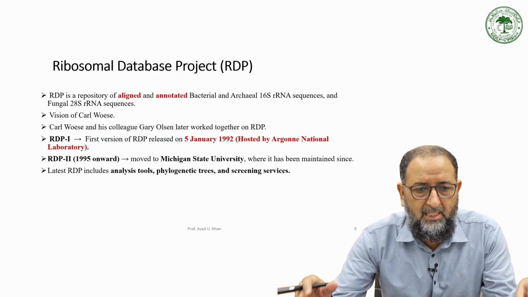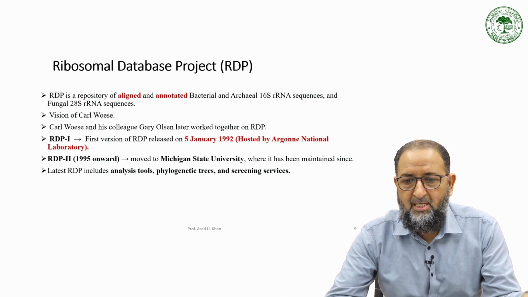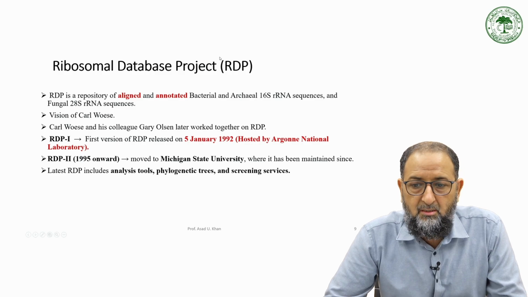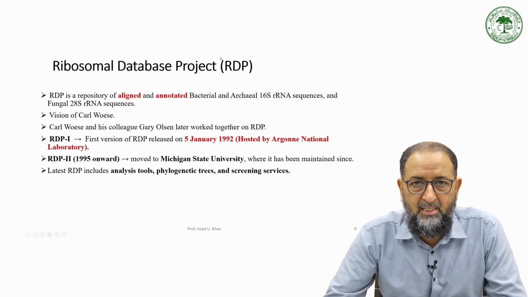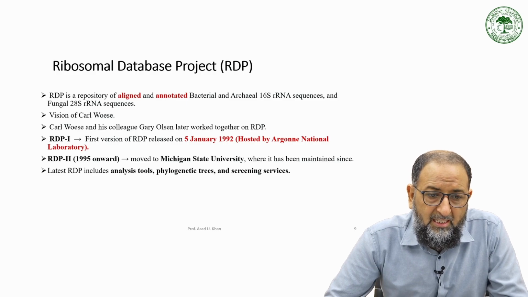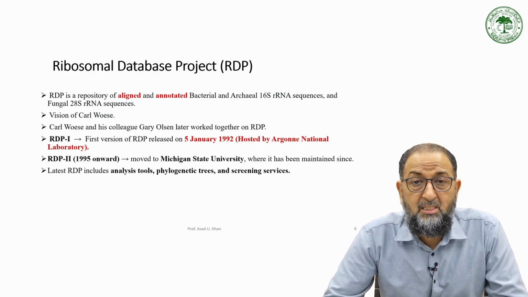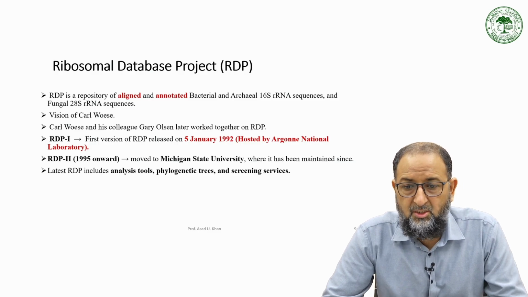Now, the second version, from 1995 onward, moved to Michigan State University, where it has been maintained since then. Scientists are maintaining this at Michigan State University. The latest Ribosomal Database Project includes analysis tools, phylogenetic trees and screening services.